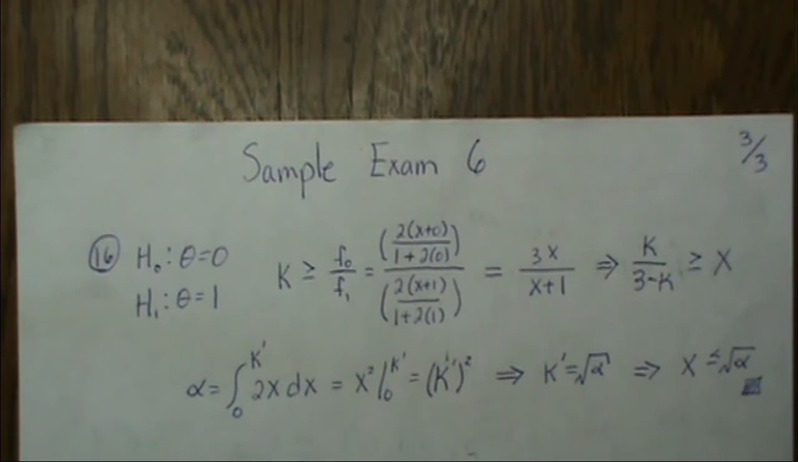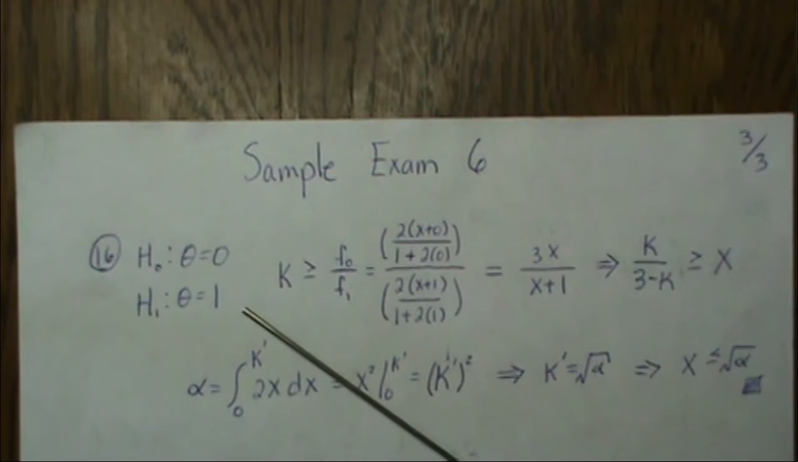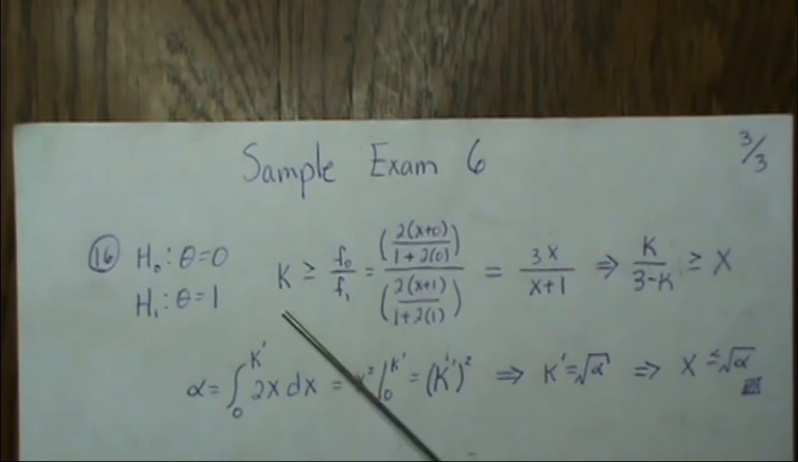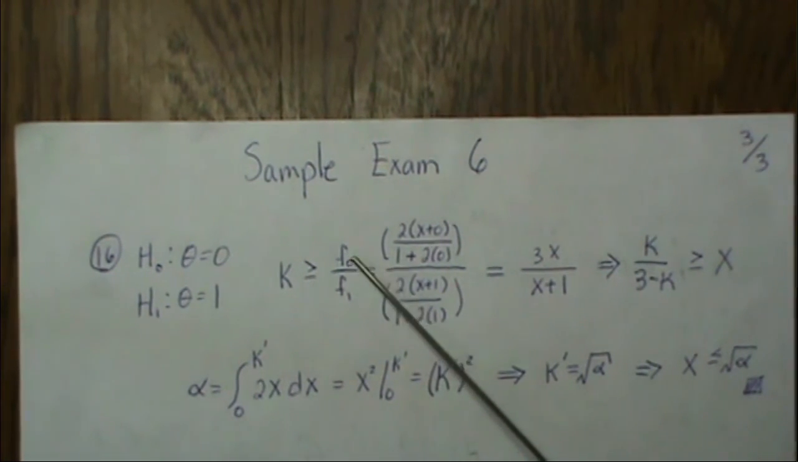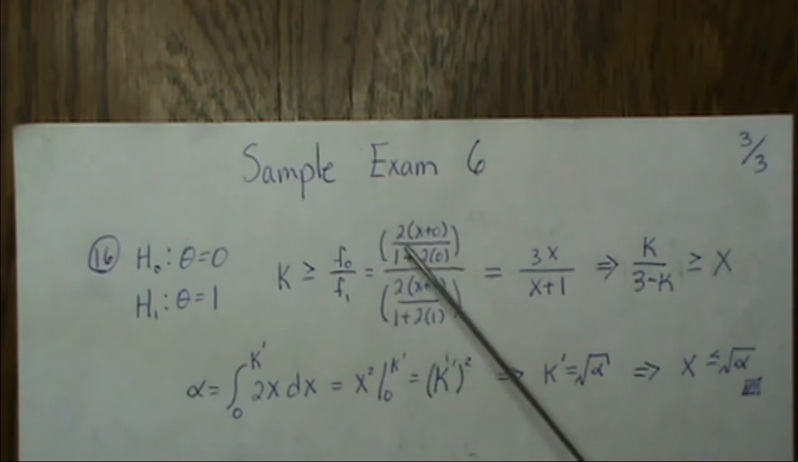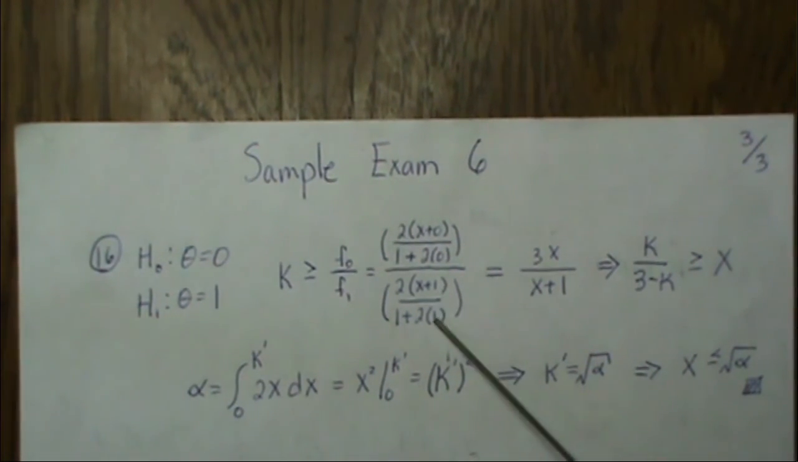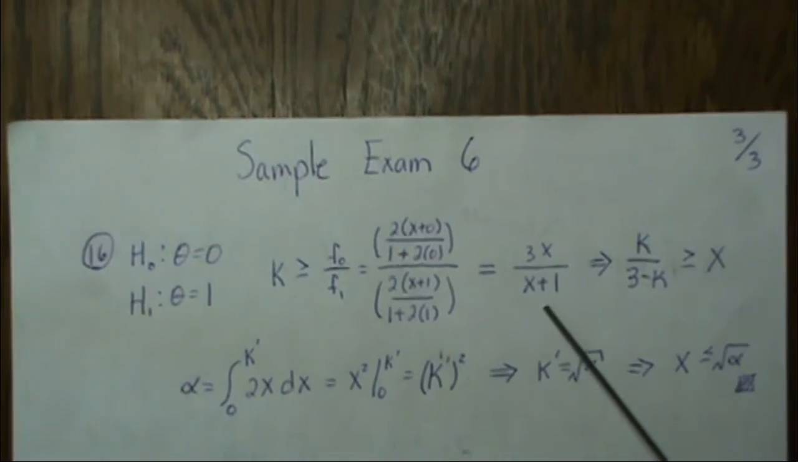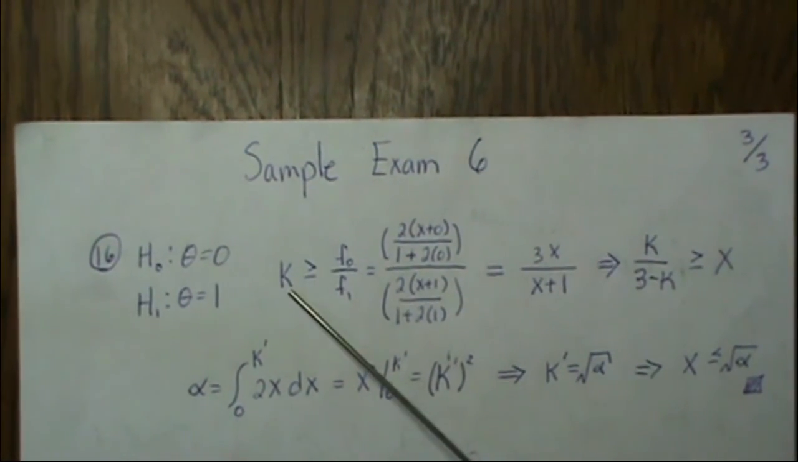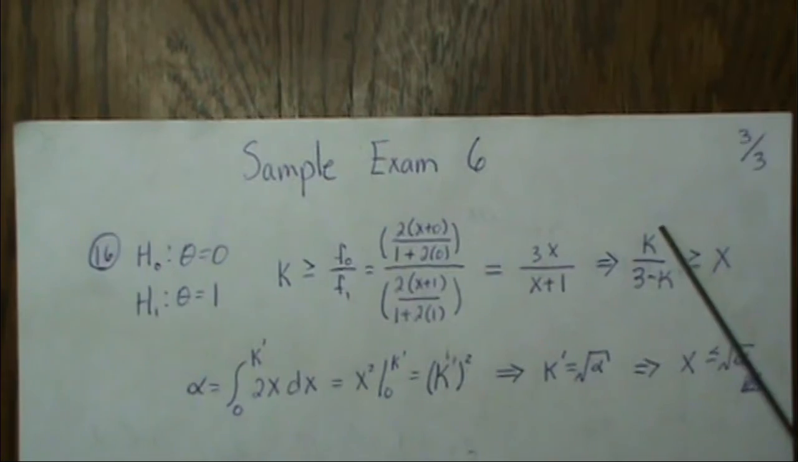We want to find the K, the rejection region. So here's our null and alternative, and the critical region is defined as values less than K, where we take our null distribution and our alternative, and then we just plug those in. That means we take our distribution and plug in 0 where the theta was, and plug in 1 where the theta was. Now this reduces to 3x over x plus 1, and that's less than K, so you can solve this for x, and you get x is less than this number.